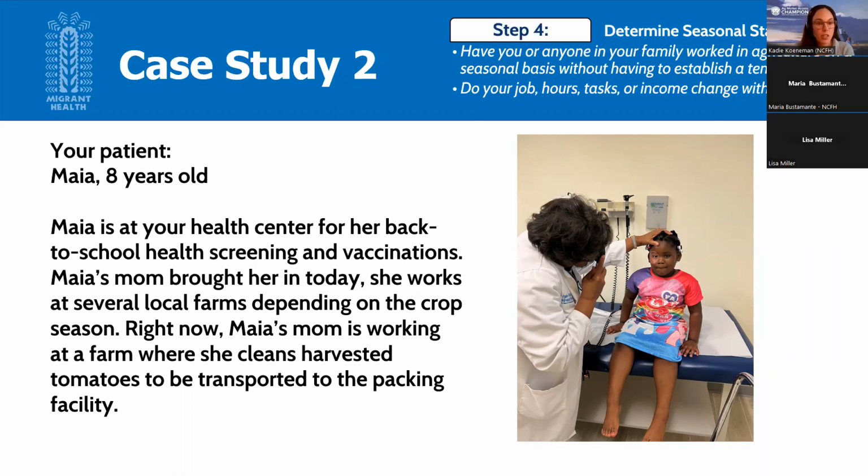So has this patient or anyone in this patient's family worked in agriculture on a seasonal basis without having to establish a temporary home? Did the patient's job, hours, tasks, or income change with the seasons? Yes or no? Okay, I'm seeing a lot of yeses coming through the chat.